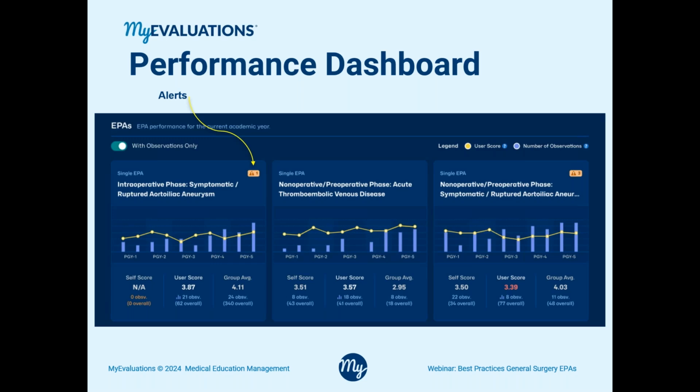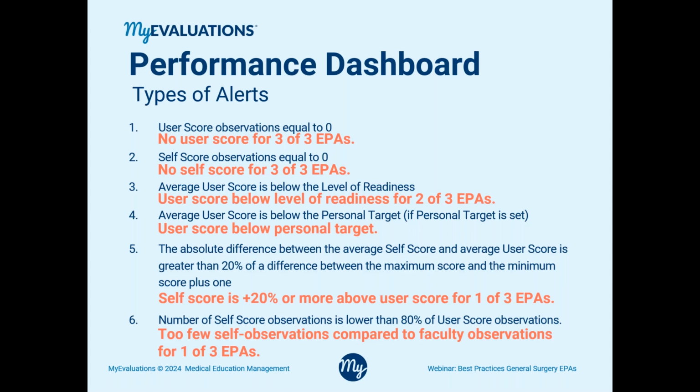In total, there are 9 different sets of alerts that are displayed. In the blue here is the logic behind the alert. The orange color or the coral color represents the actual alert that's displayed to the resident or to the administrator. So if, for example, the user doesn't have any observations for EPAs, it'll tell you for 3 of 3 EPAs, there are no user scores. If there are no self-observations, it says there's no self-score.